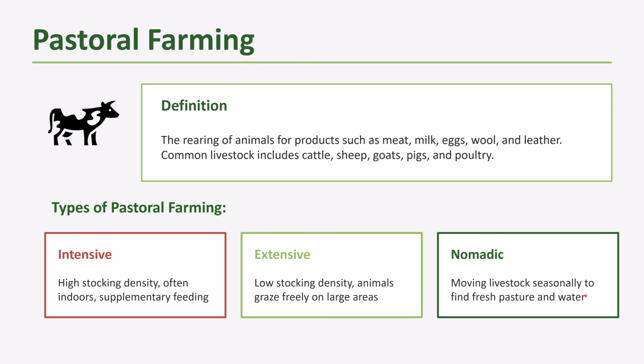Nomadic pastoral farming is a traditional and highly adaptive method where herders move their livestock seasonally. They don't have a fixed farm, instead they migrate to find fresh pasture and water sources as the weather changes. Each of these methods has a different impact on the land, particularly regarding soil compaction and vegetation regrowth, which we will explore later in the unit.